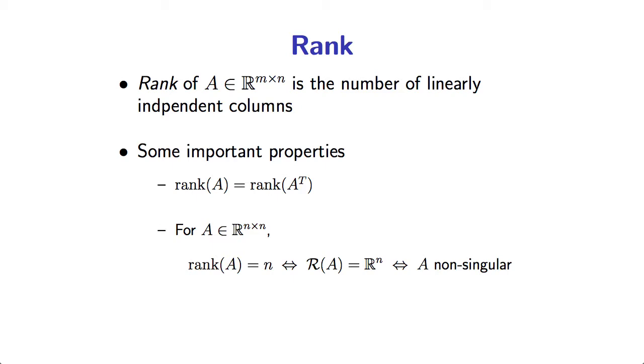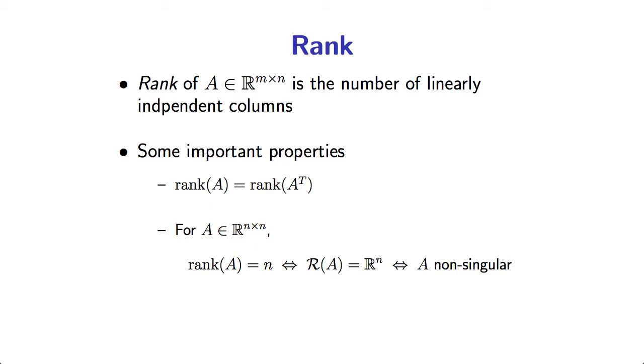And there are some important properties of the rank. First of all, the rank of A actually equals the rank of A transpose. This is not immediately obvious, but it's a very fundamental property of matrices that the rank of A is always equal to the rank of A transpose. So we could have defined everything in terms of rank and linear independence in terms of the rows of A instead of its columns. And that would give the same definition of rank because the rank of A transpose equals the rank of A.